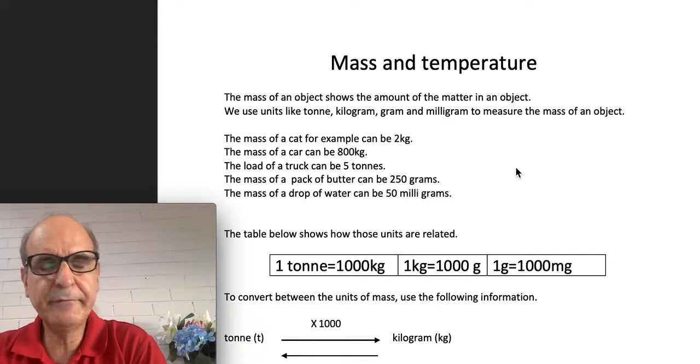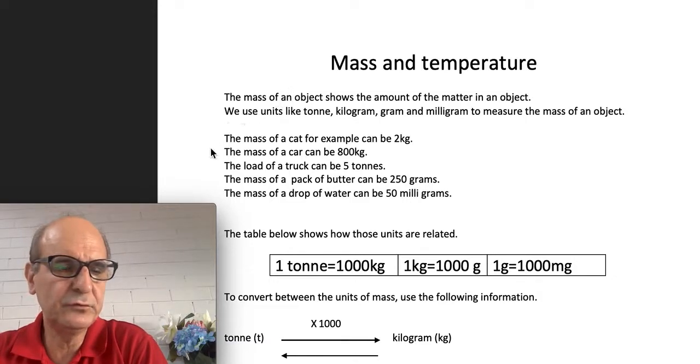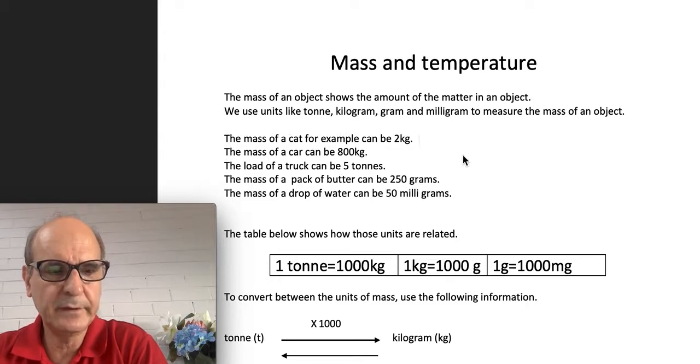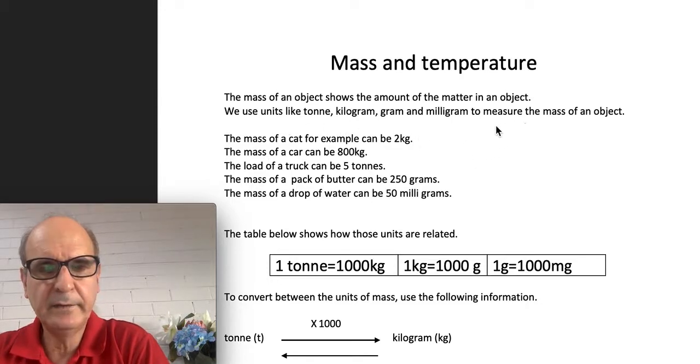In this lesson, we're looking at mass and temperature. The mass of an object shows the amount of matter in an object. And the units we use to show the mass are ton, kilogram, milligram, and gram itself.